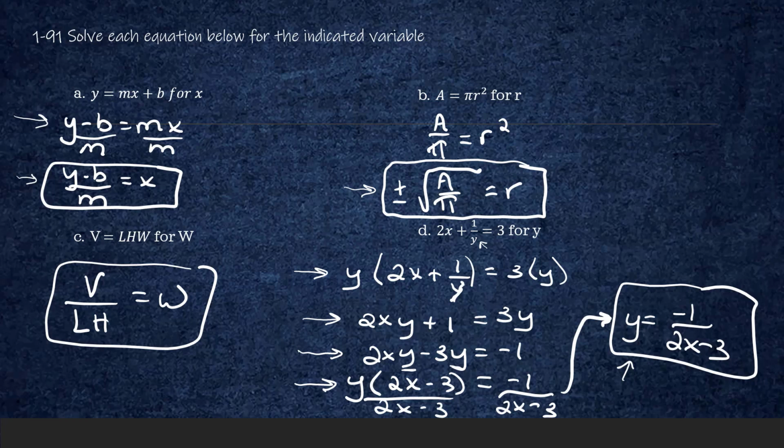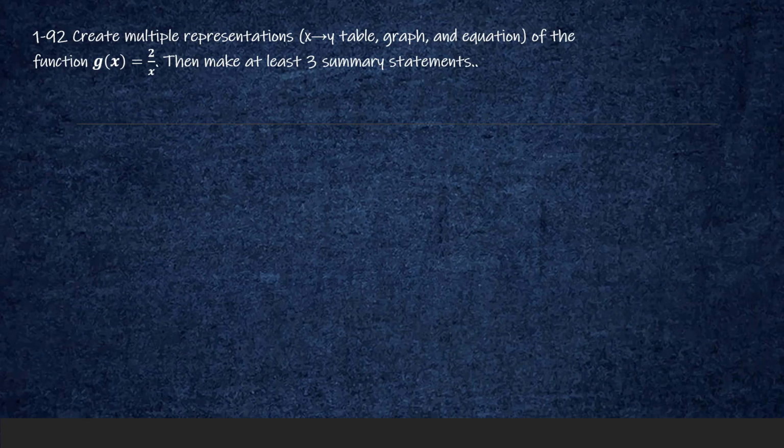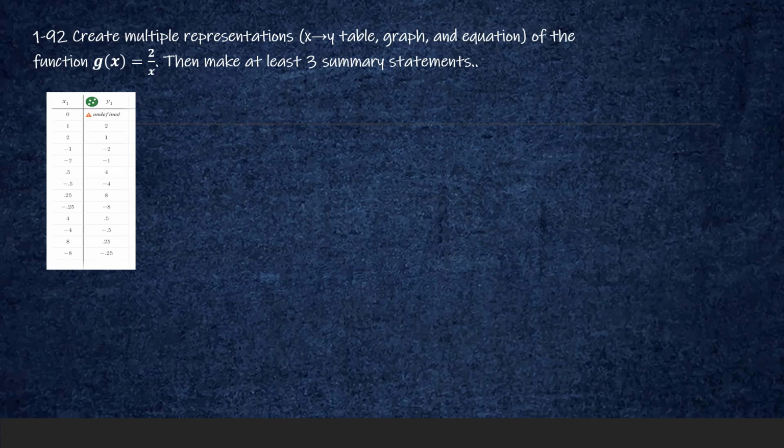So here we go. All right. 1-92 says create multiple representations, which we've been doing. An XY table, a graph, and an equation of the function g of x equals 2 over x. Then make at least 3 summary statements. So we're going to start with our table. Pretend I obviously know what I'm talking about with regard to this equation and what's happening, but you'll see that I put a bunch of values in.